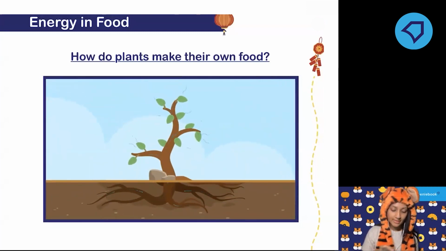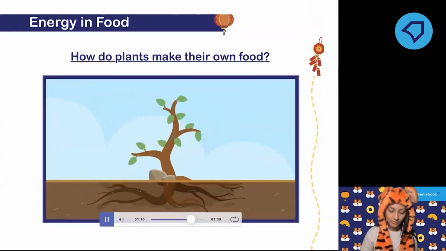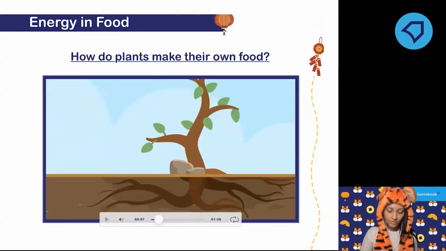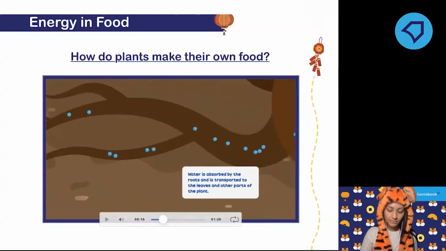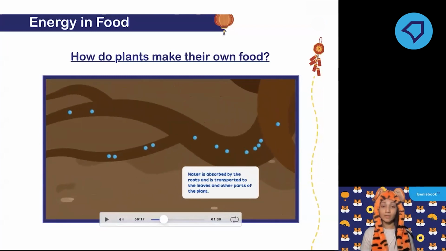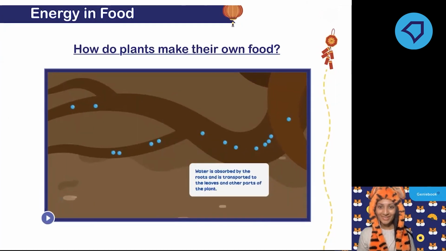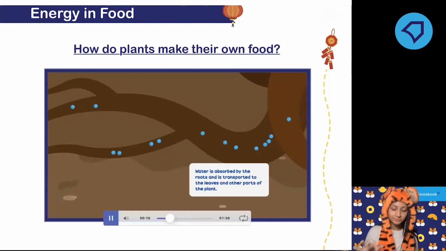Let's break this down together. I'm going to pause at certain junctures. First you notice that there's a lot of water being absorbed. One thing is missing here. Besides water, what else is being absorbed by the roots? Very good. Alafati tells me it's mineral salts. So it's not just water, mineral salts as well.